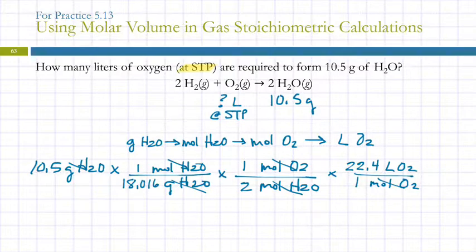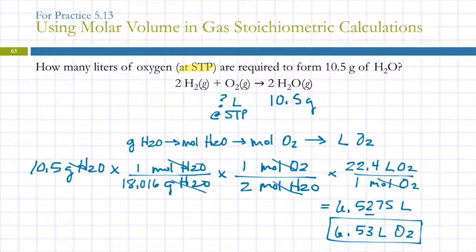So 10.5 divided by 18.016 divided by 2 times 22.4. So I'm getting 6.5275. Here's another one where we're going to have 3 significant figures. So 6.53 liters of oxygen gas. Questions?